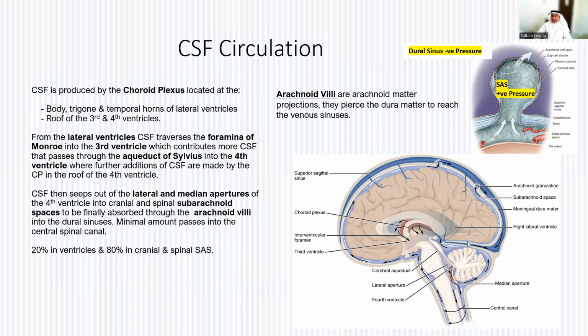From the subarachnoid space, it gets absorbed via the arachnoid villi. The arachnoid villi are basically projections that pierce the dura mater, with positive pressure of CSF inside into the negative pressure of the dural sinuses. So the CSF contents seep out from these arachnoid villi into the dural sinuses, where it gets absorbed into the general blood circulation.